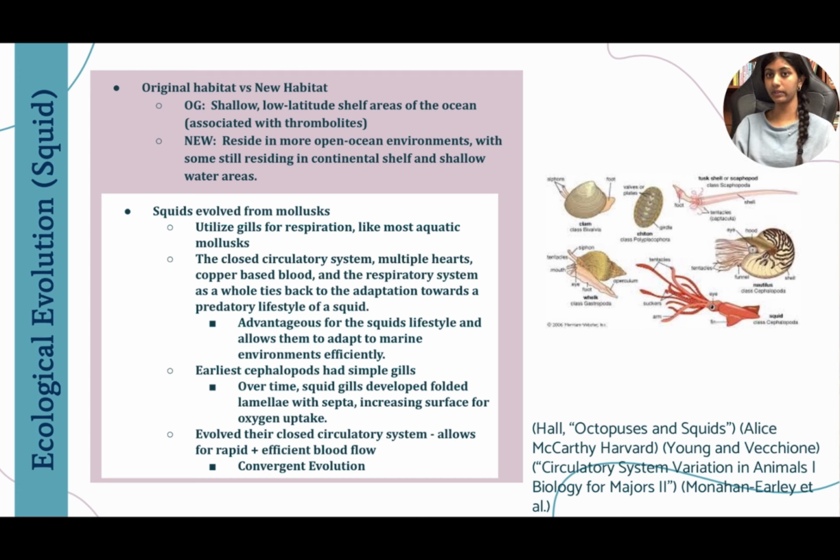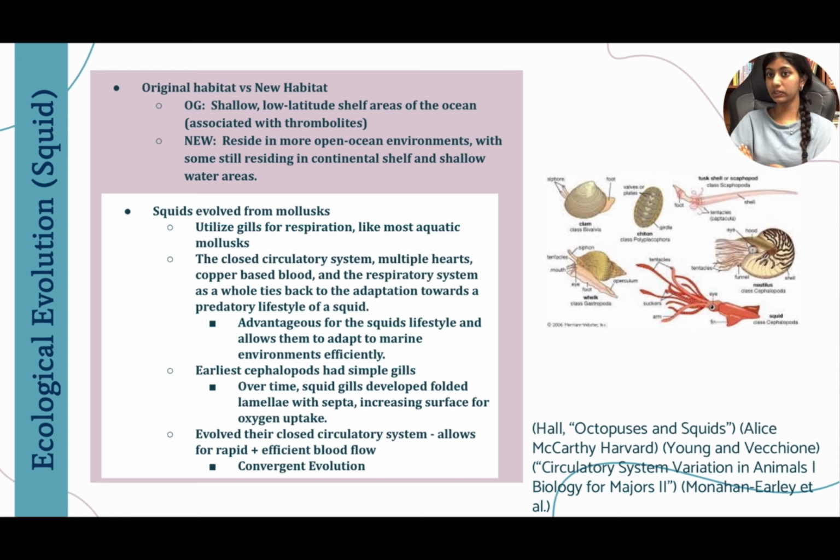Originally, squids resided in shallow, low-latitude shelf areas of the ocean. However, now they can be seen in more open ocean environments. So, squids actually evolved from mollusks, as you can see on the pictures on the slide. They utilize their gills for respiration just like how a mollusk would. They have closed circulatory systems, multiple hearts that reside in their mantle cavity, and copper-based blood.